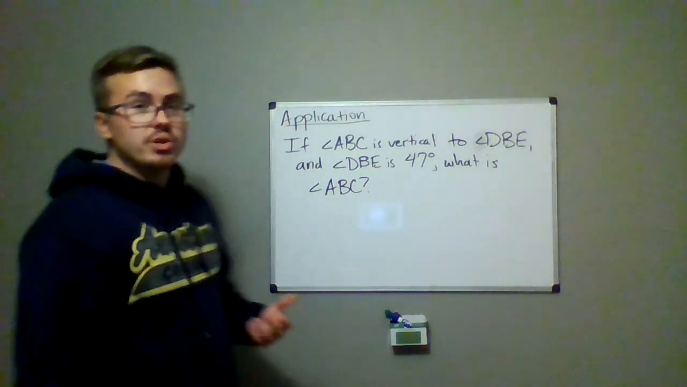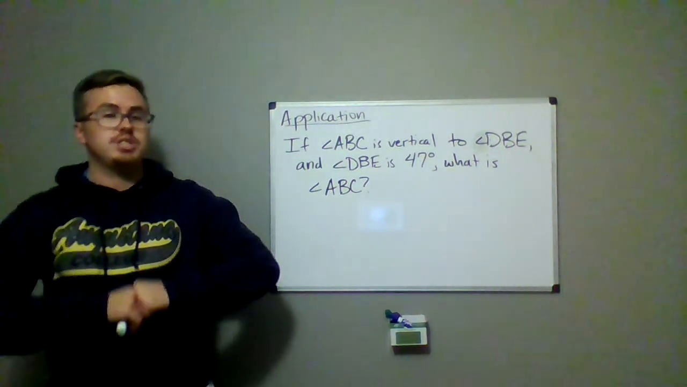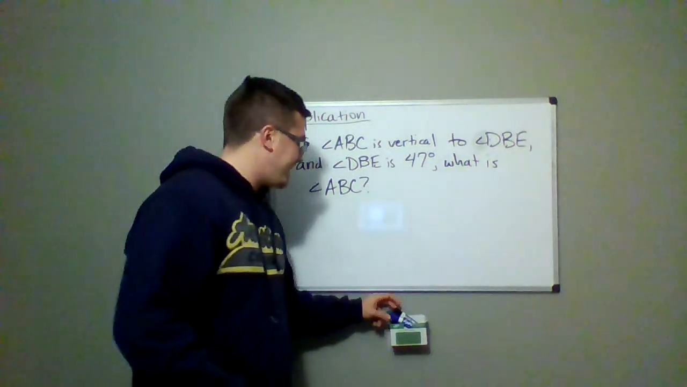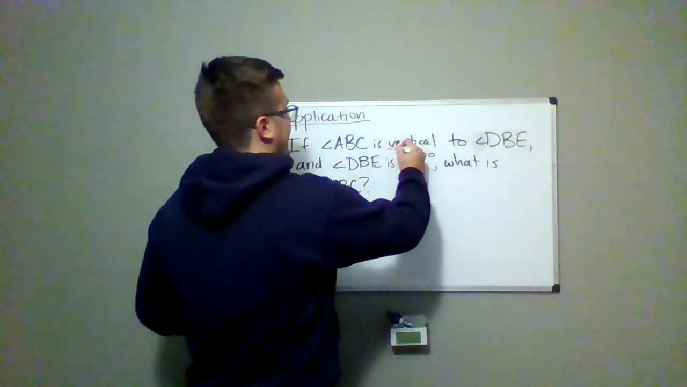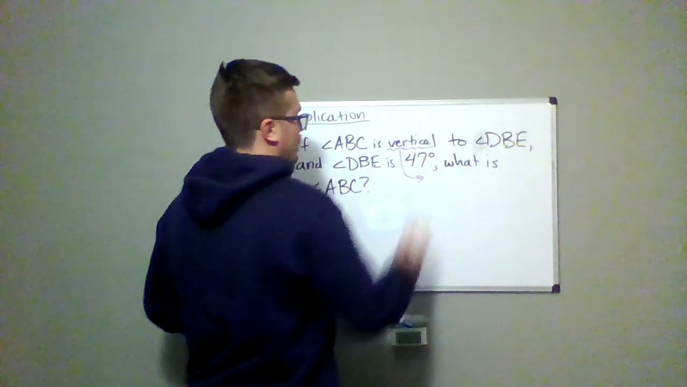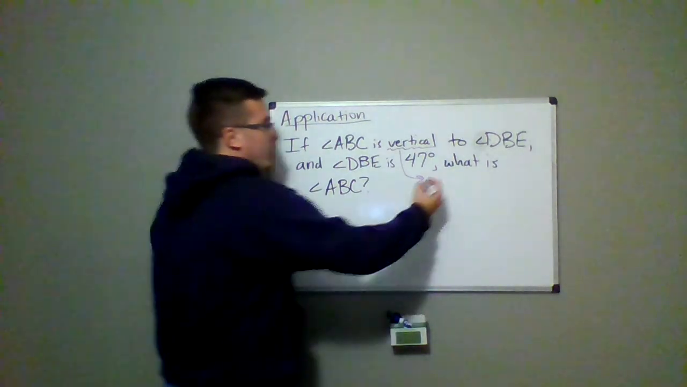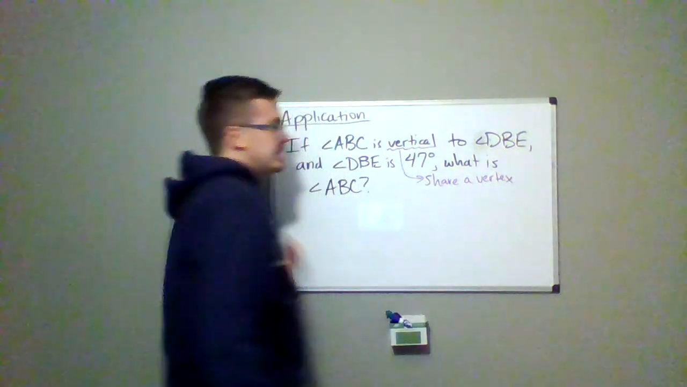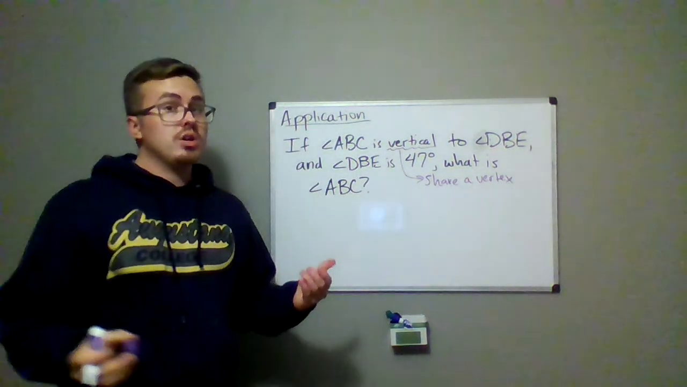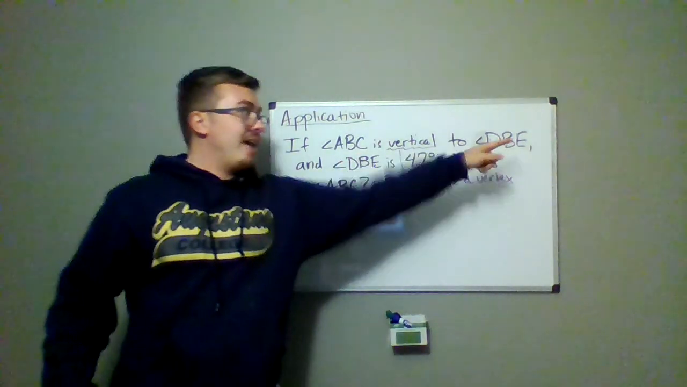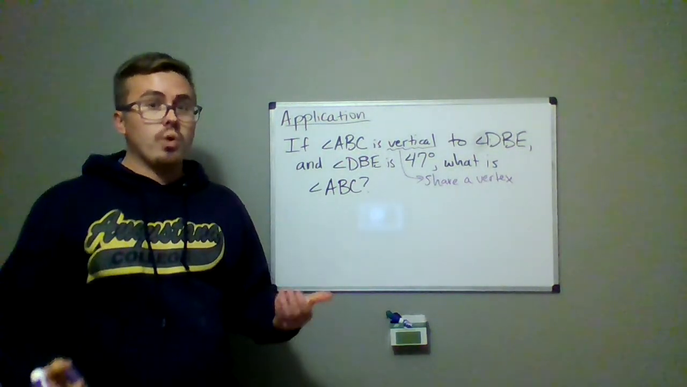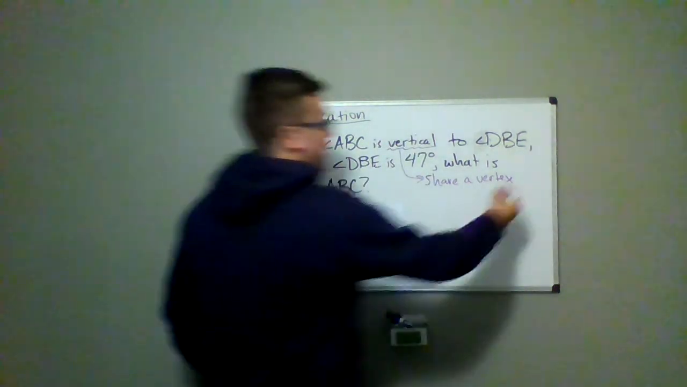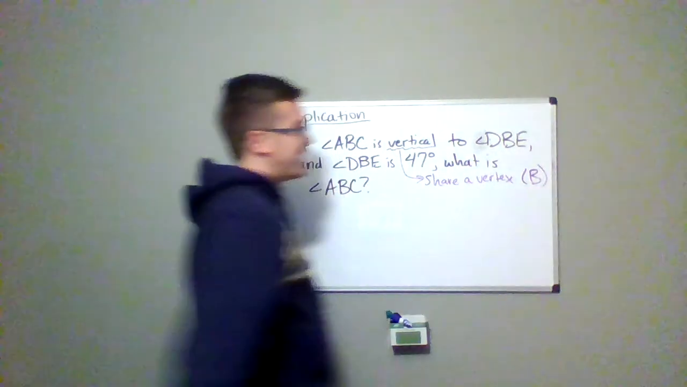So anytime that we're doing these types of problems and there is just words, pick out the key words. The big key word in this one is vertical. So I'm going to write down what I know about vertical angles. I know that they share a vertex. That's the first thing that I know. And if I look at angle ABC and DBE, what do they share? What's the same about both of them? Both of them, in this case, are going to be sharing vertex B.